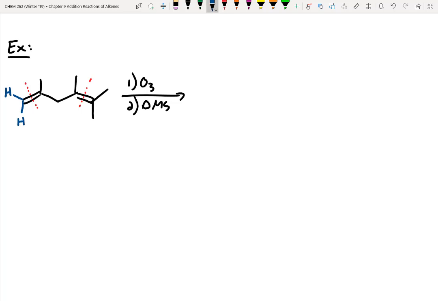So let's go ahead and piece this apart, right? The part with the two hydrogens on that side is going to become an aldehyde, specifically this chunk right here. That's going to be formaldehyde, which is probably going to bubble out of solution. All right, now let's focus on the other half of this.